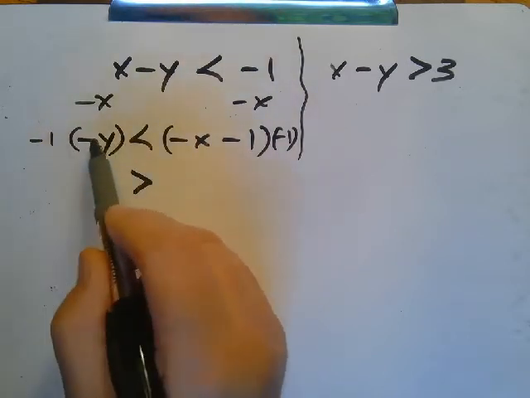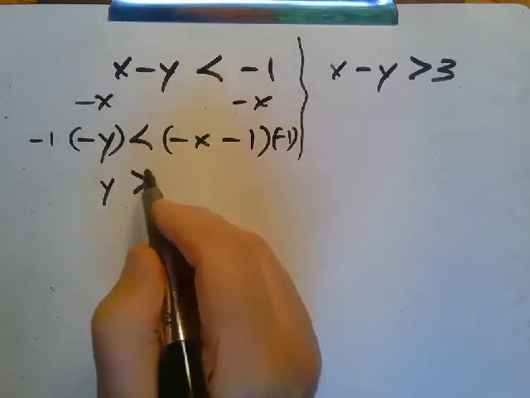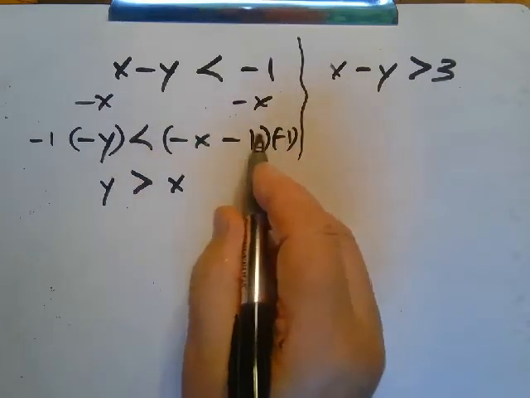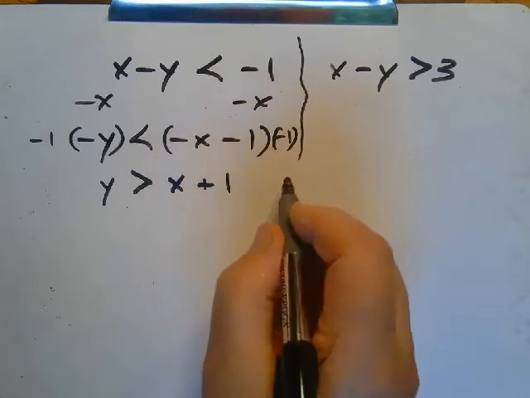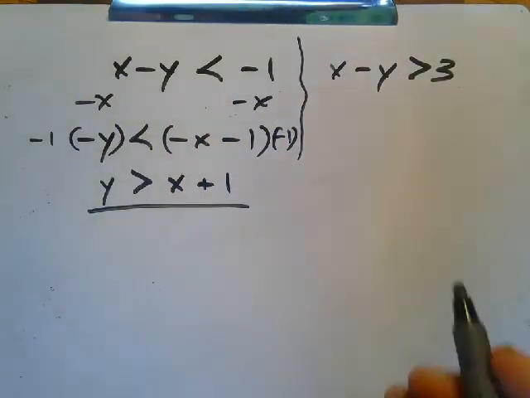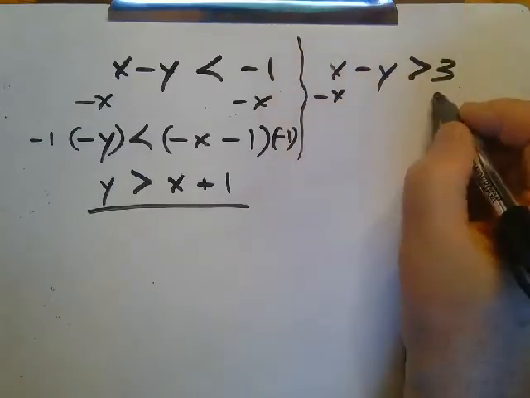All right, negative times negative is positive. Sign's been turned around. Negative times negative x is positive x. Negative times negative 1 is 1. There is your first equation, or inequality. Okay? Let's do the same with the other one. Subtracting x from both sides.